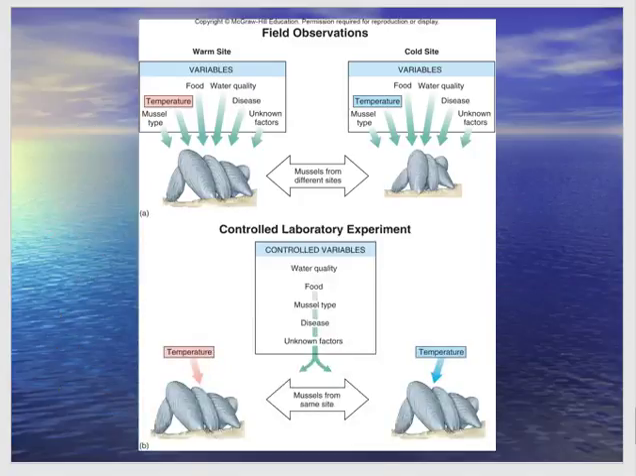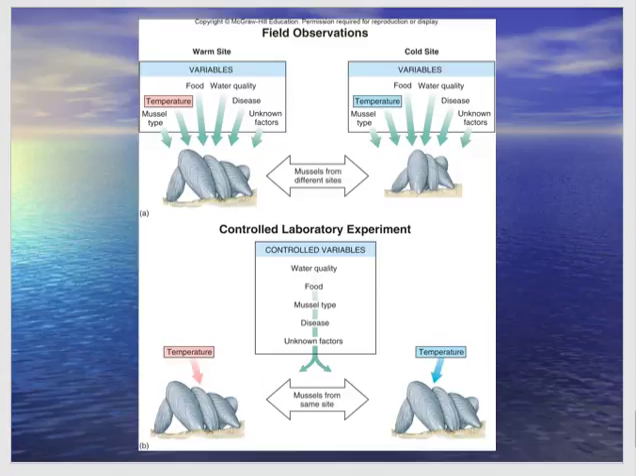Okay, so in the field, we make observations all the time. You know, what's going on with the growth of the mussels in warm sites versus cold sites. There's our observation. Come up with a hypothesis. Is it the water quality that influences the growth? Is it the temperature? Is it the mussel type? Is it the food? There are all these different experimental variables.